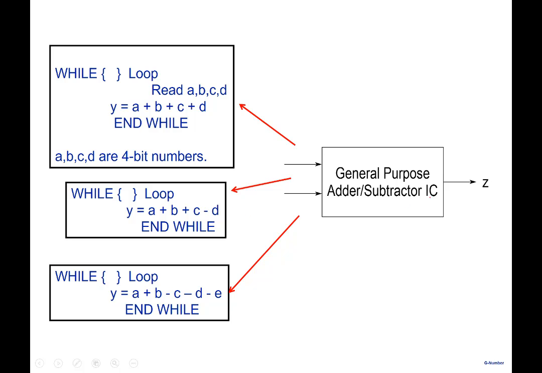Now, because this is a general purpose adder subtractor IC, this person may require only 1,000 pieces, this will require 1,000 pieces, and this will require 1,000 pieces. And like that, if I have 1,000 other customers, I may reach a volume of 1 million, and therefore this IC can be a low-cost IC.